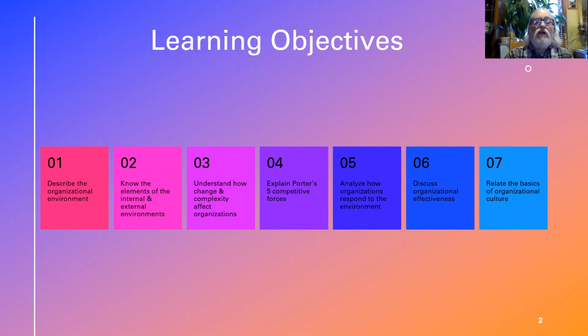We'll talk about change and complexity and how they lead to uncertainty, which really affects our decision making. We'll talk about Porter's five competitive forces. We'll analyze how organizations respond in a strategic way to the environment. We'll talk about organizational effectiveness, and also I'll talk about the very basics of organizational culture.